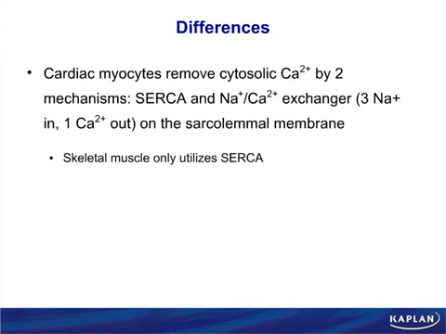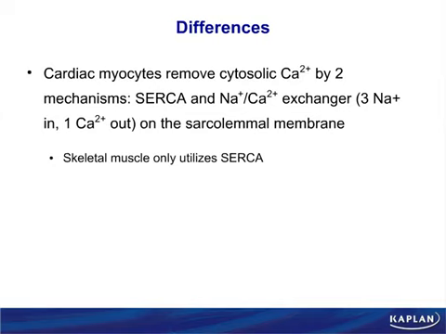Another big difference is on cardiac myocytes. Cardiac myocytes have a sodium-calcium exchanger. They do have SERCA, as we mentioned before, as does skeletal muscle, but cardiac tissue also has a sodium-calcium exchanger on the sarcolemmal membrane: 3 sodium in, 1 calcium out. Now this becomes very important for USMLE Step 1.